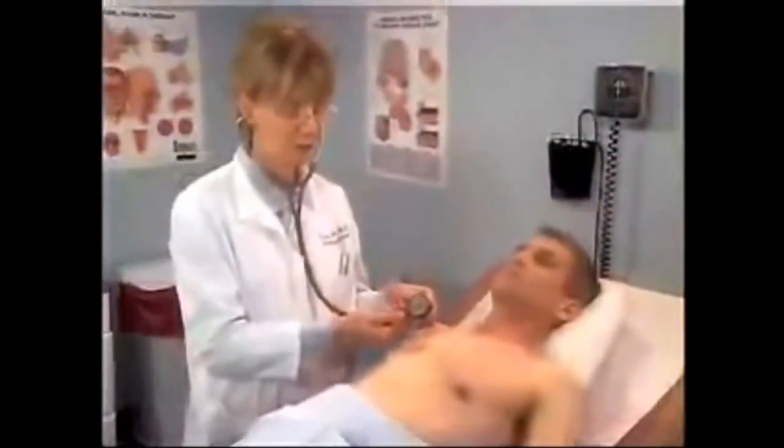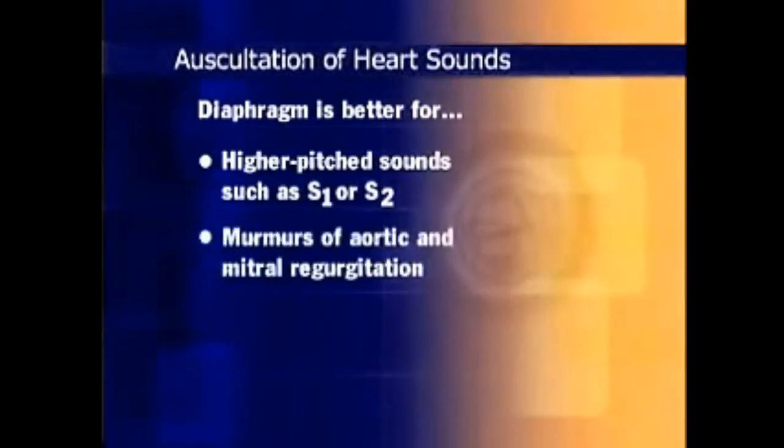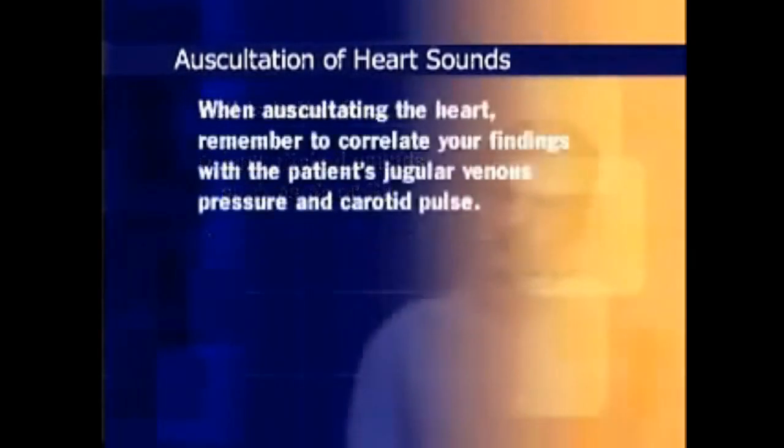When auscultating, it's important to know your stethoscope. The diaphragm is better for detecting higher-pitched sounds, such as S1 or S2, the murmurs of aortic and mitral regurgitation, and pericardial friction rub. The bell is more sensitive to low-pitched sounds, such as S3 or S4, and the murmur of mitral stenosis. When auscultating the heart, remember to correlate your findings with the patient's jugular venous pressure and carotid pulse.